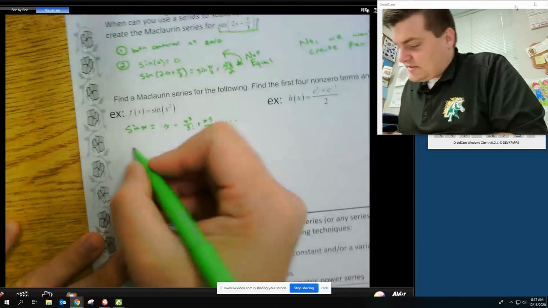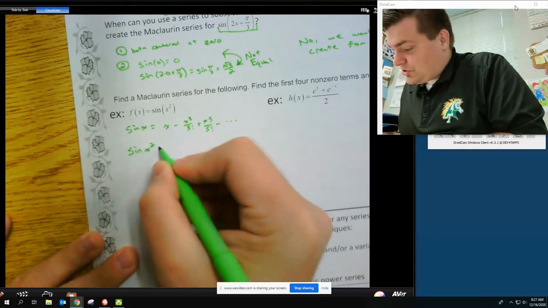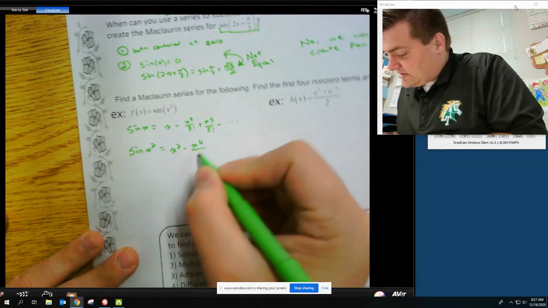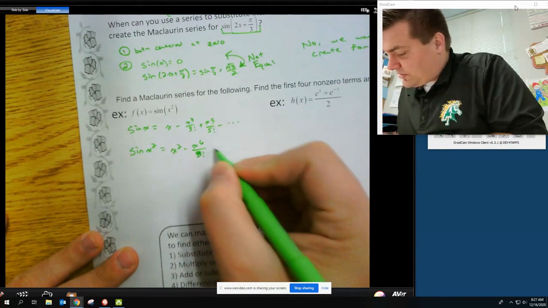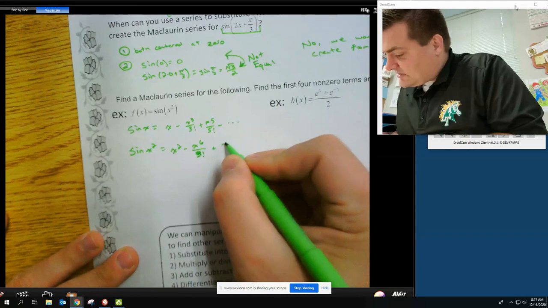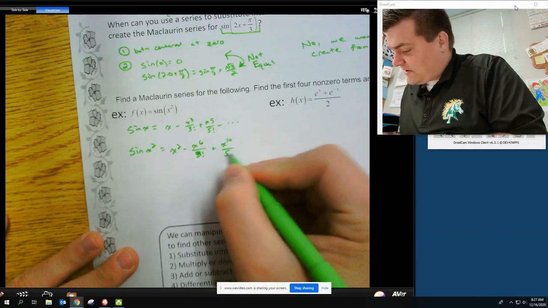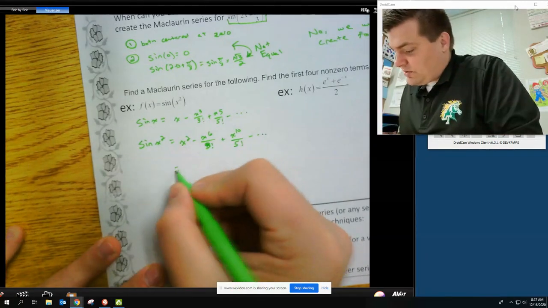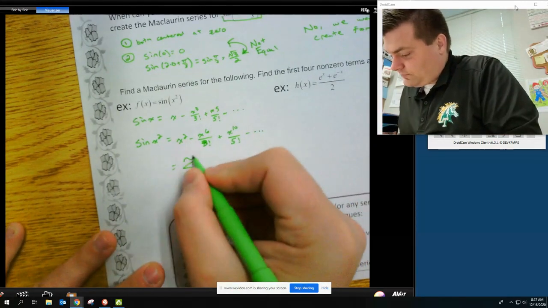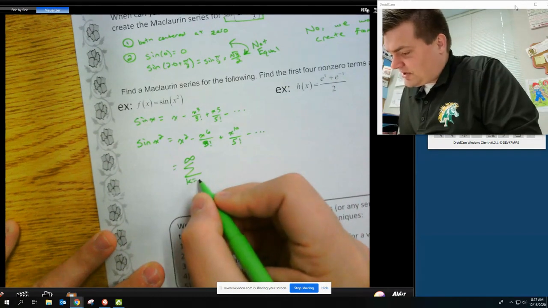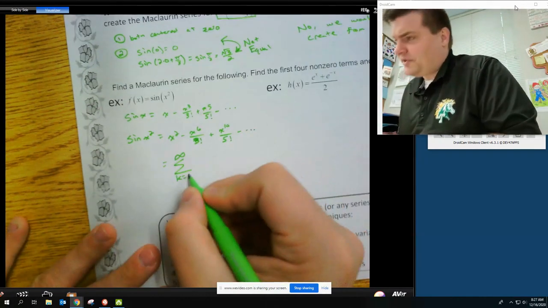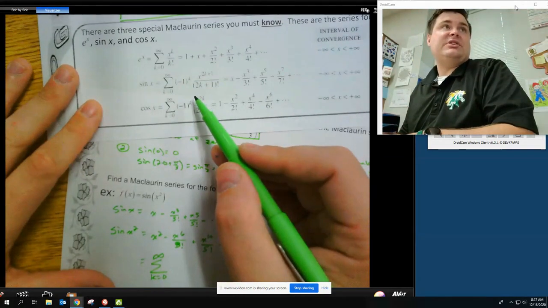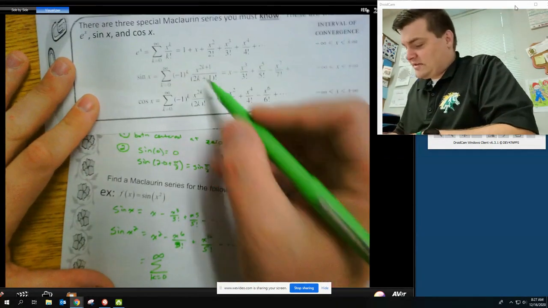Okay? Sine of x squared is just changing all these into squareds. So we're going to get x to the 6 over 3 factorial plus x to the 10 over 5 factorial. You get the idea from there. So this is going to equal, going from k equals 0. It doesn't matter, you could use k or n. Formula just uses k. All it's going to change here is we're just going to change the x into an x squared.